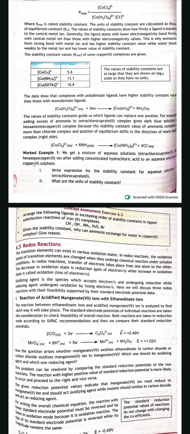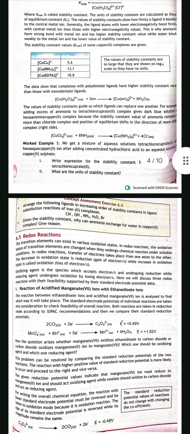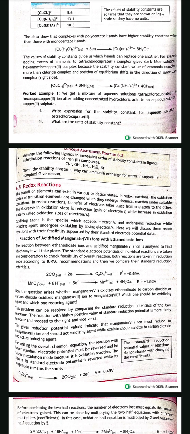The units of stability constant are calculated as those of the equilibrium constant. The values of stability constant show how firmly a ligand is bonded to the central metal atom. Generally, ligand atoms with lower electronegativity bond firmly with the central metal, unlike those with high electronegativity values. This is why ammonia forms a strong bond with the metal ion and has a higher stability constant. The data shows that complexes with polydentate ligands have higher stability constant values than those with monodentate ligands. So polydentates have high stability values.